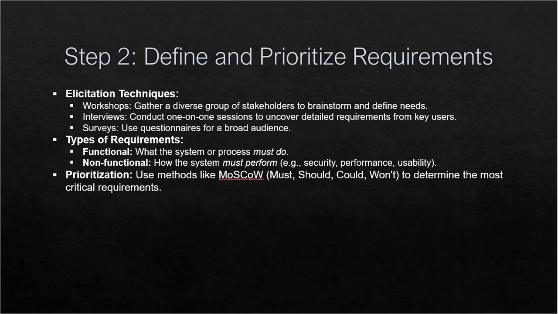Then the types of requirements. There are two types: functional requirements and non-functional requirements. As a business analyst, you need to understand in detail what a functional requirement is, what a non-functional requirement is, and how to differentiate between them. Functional requirements talk about what the system and the process must do, the system tasks, and the user interaction with the system. The non-functional requirements cover how the system must perform: security, performance and scalability.